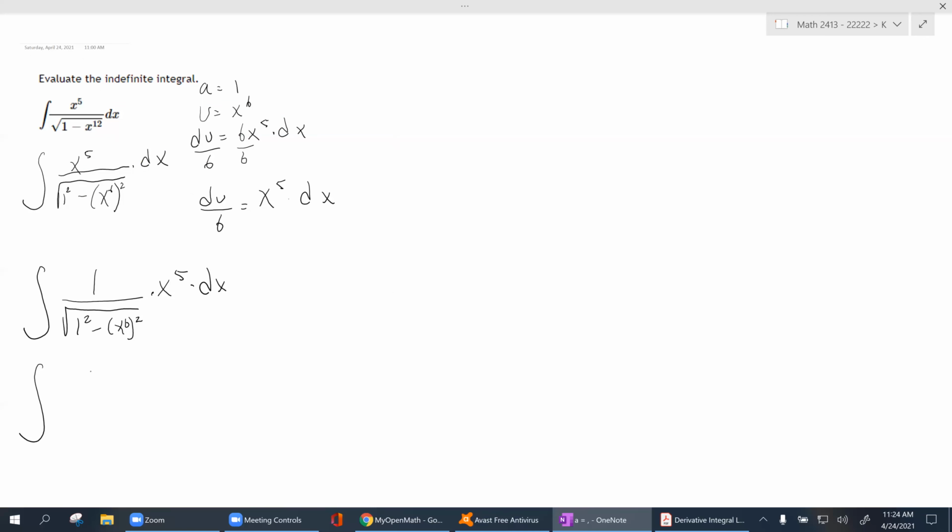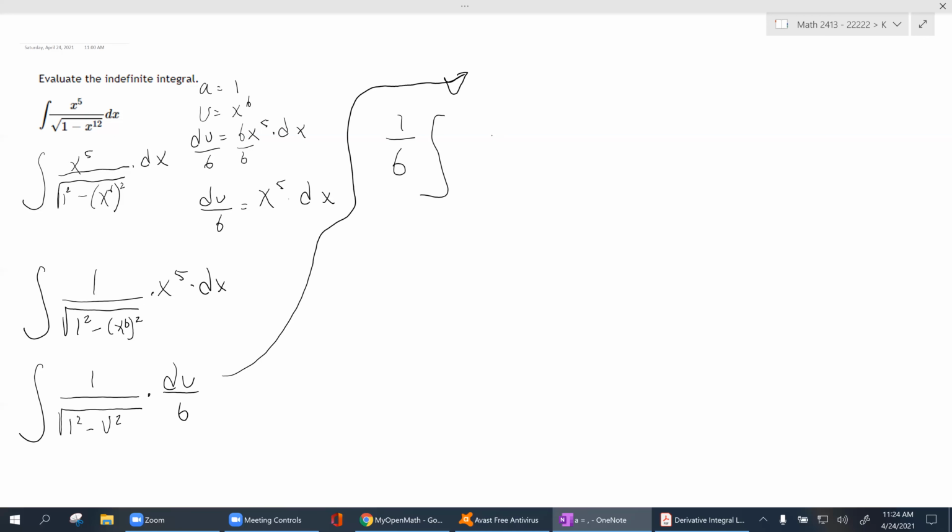Meaning this is going to be 1 over the square root of 1 squared minus u squared times x to the 5th times dx. That is just du over 6. Right, du over 6, that is just 1 over 6, and I can factor that out. So this is 1 over 6 integral of 1 over the square root of 1 squared minus u squared du. That is the square root one.